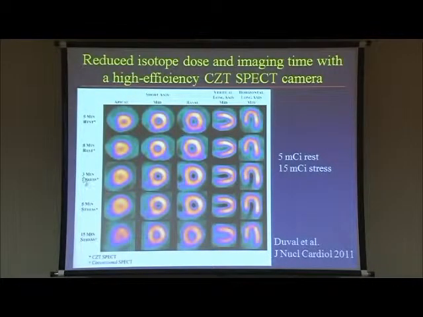So this is 3 minutes for stress compared to 5 minutes for stress, compared to conventional SPECT, 15 minutes. And again, you can see very little difference between 3 minutes and 5 minutes, and significantly superior to conventional SPECT because of the fact that now you're using lower exposure to the patient, lower activity injected in the patient. So you can get both higher throughput and lower dose if you choose to do so.